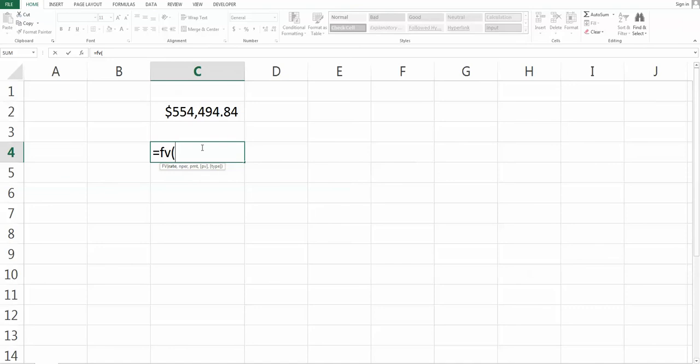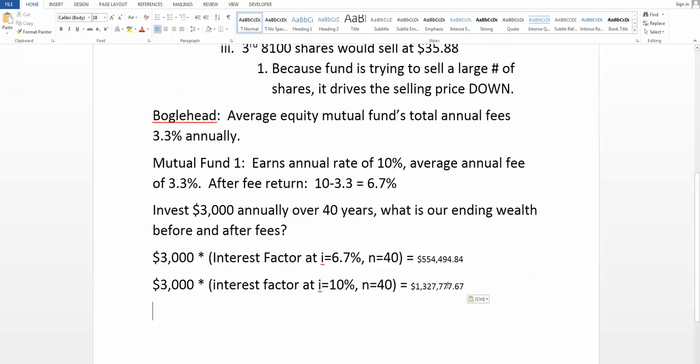So finding the future value at a 10% rate this time, not 6.7, for 40 years, saving $3,000 a year, I would have almost triple the amount of money because I didn't have to pay that 3.3% fee. It's a huge, huge difference. That is why we want to try to get our fees to be as low as possible. And the funds that have the lowest fees are index funds. That's another really good reason to invest in index funds.